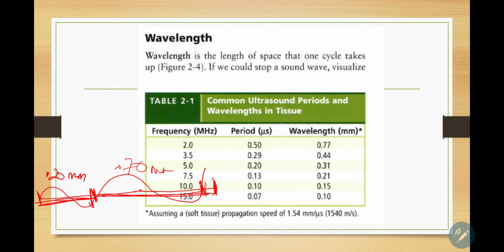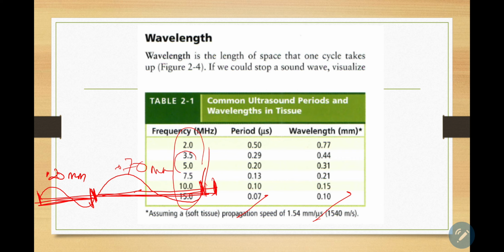And as you can see here in the table, these are the frequencies of useful diagnostic ultrasound ranges, okay, with their equivalent periods and wavelength. So as you have seen, as the frequency increases, as you can see, the frequency here increases. This is the frequency of transducer that is being used by diagnostic ultrasound. So you have 2, 3.5, 5.0, 7.5, 10, and 15.